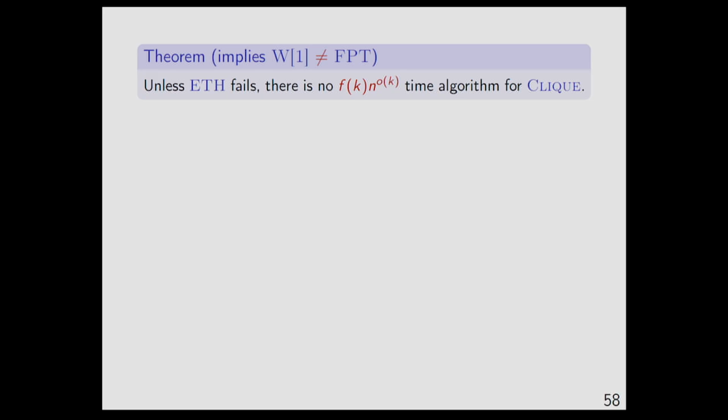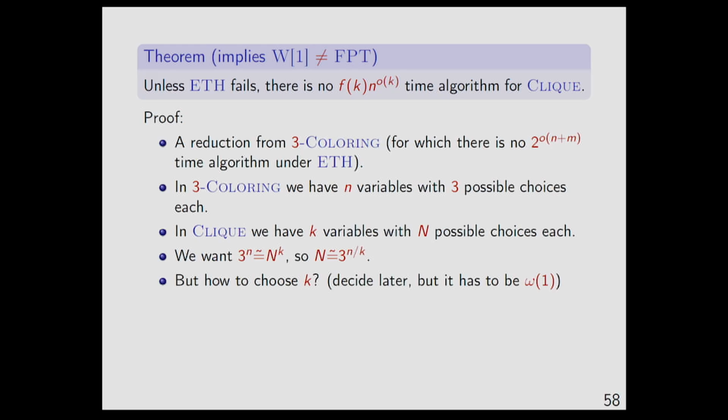Okay, so I'm going to give a reduction from 3-coloring. What is 3-coloring? You are given a graph G, you want to color the vertices with 3 colors so that every edge is non-monochromatic, that is, you are not assigning the same color to the endpoints of any edge. If you look at the classroom reduction from 3-SAT, the number of vertices and edges is linear in the number of variables and clauses. So this is a linear reduction, which implies immediately that you cannot have a 2 to the power little o of n plus m algorithm for 3-coloring.